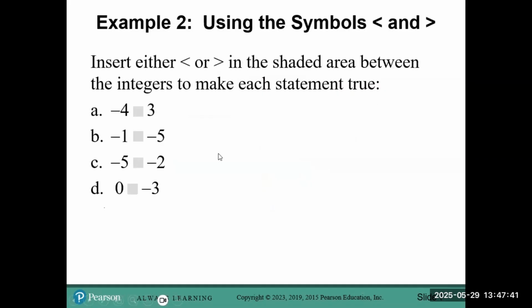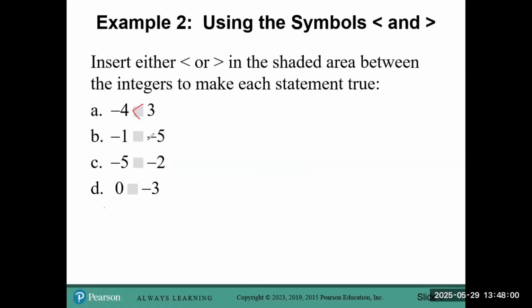And we could do some examples here. So when you're doing problems like these, you just think to yourself, okay, which number's bigger? Well, if one's negative and one's positive, the positive one's going to be bigger. So I'm going to put the bigger part of the symbol this way. And I have -4 is less than 3.